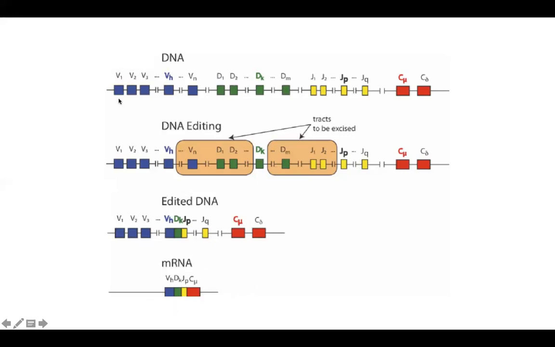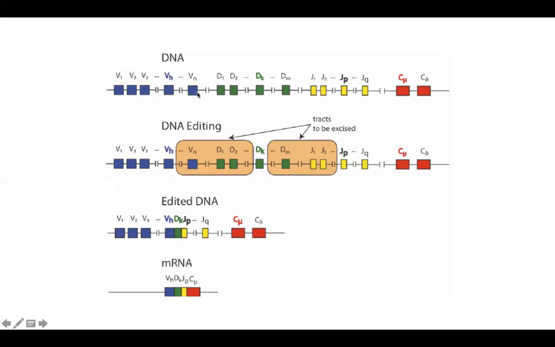So you can see there are n number of segments, V1 to Vn, m number of segments for D, D1 to Dm, J1 to JQ, and so on. For C, of course, you have only two. The surface immunoglobulin can only be IgM and IgD. So there are C mu and C delta. It is only after class switching that you get IgG, IgA, and IgE. So initially it is IgM and IgD. So you have two constant fragments.